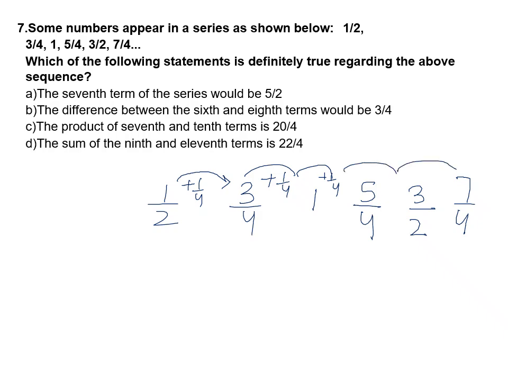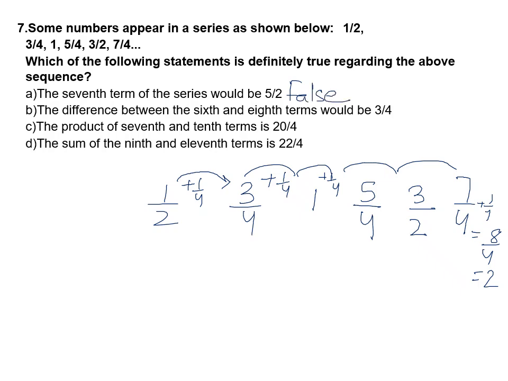The seventh term of the series would be 5/2. 1, 2, 3, 4, 5, 6. So when you add 1/4 to it, the term will become 8/4, that is 2. It will not come as 5/2, so that is false.